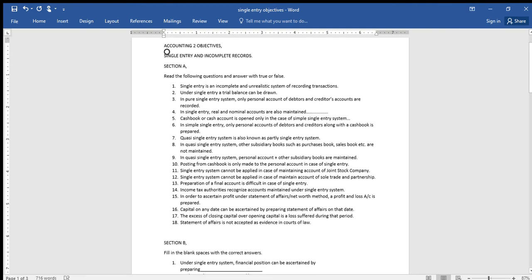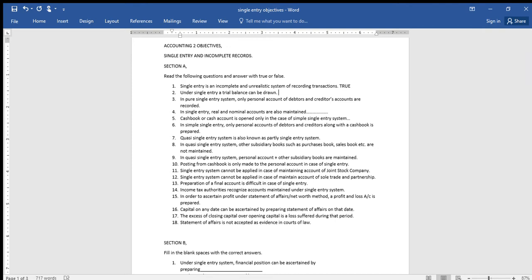The first question is, single entry is an incomplete and unrealistic system of recording transactions. Is it true or false? The answer is true because single entry is all about incomplete records. So for number 1, the answer is true. Then number 2, under single entry, a trial balance can be drawn.